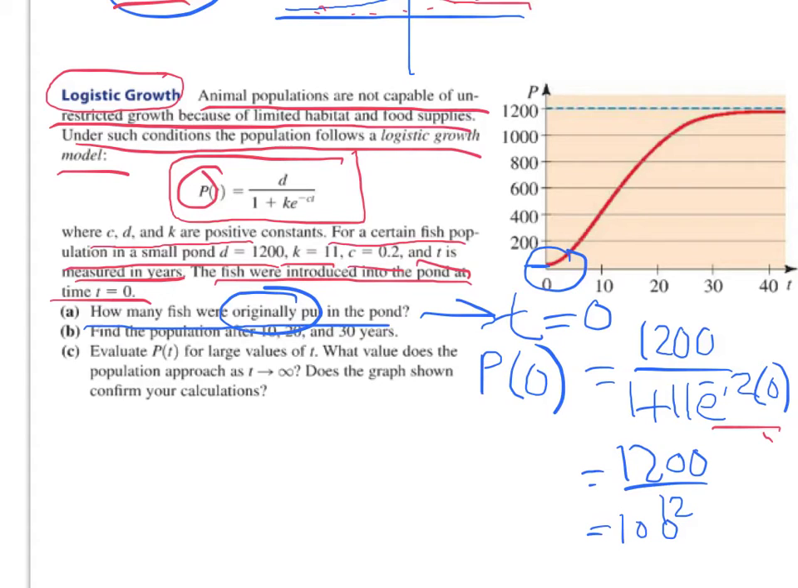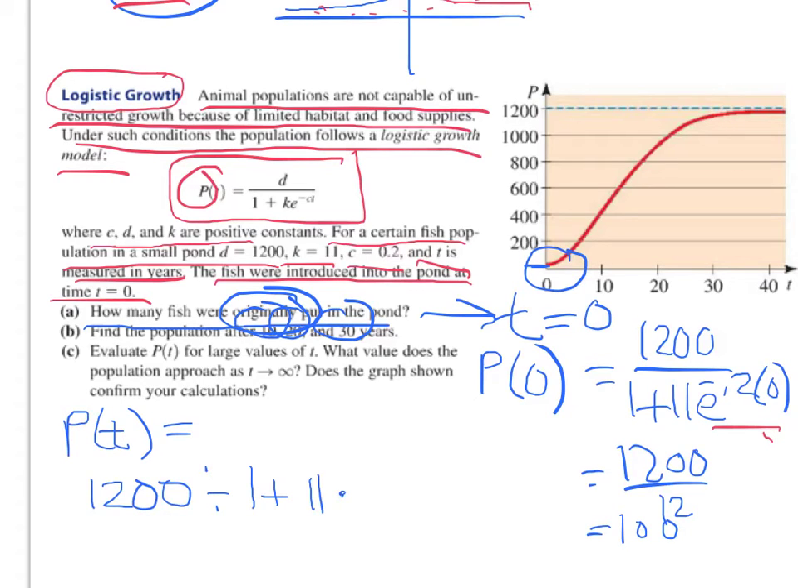To find the population after 10, 20, and 30 years, I would suggest that you enter the function into the calculator. So let's see how that would look. We're going to put the function P of t, which is equal to 1200 divided by 1 plus k, which is 11, times, I'm going to put a times sign, e raised to the power, and the power is negative 0.2 times, put another times sign, t.